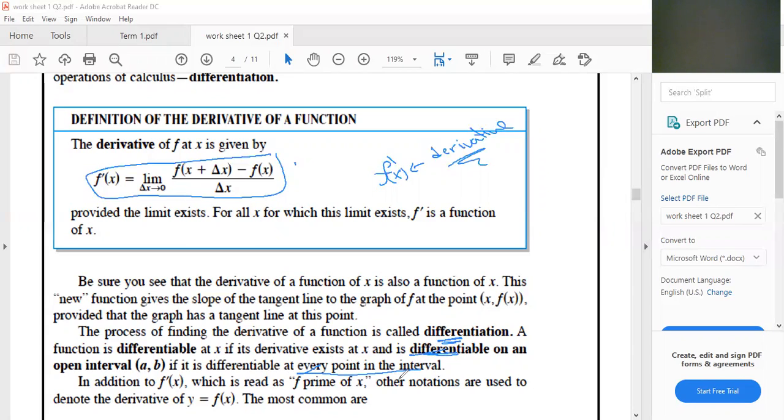Don't forget, the function is differentiable only if it is continuous. If the function is not continuous, it will not be differentiable. It will not be what? Differentiable.